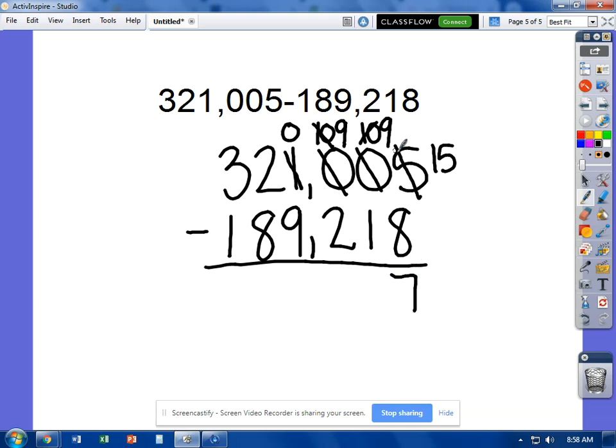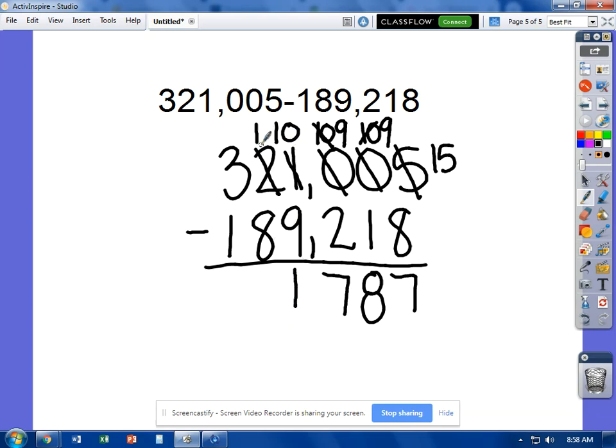Then I move over. This is now a 9. 9 minus 1 I can do. That leaves me with 8. Then I come over here. I can do 9 minus 2, so that leaves me with 7. Then I come over here. I cannot do 0 minus 9, so I have to borrow. This becomes a 1. This once again becomes a 10 because I'm just going to put a 1 in front of the number that's already there. 1 in front of a 0 becomes 10. 10 minus 9 is 1.